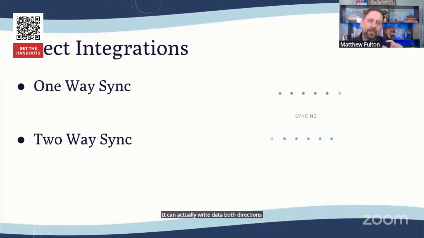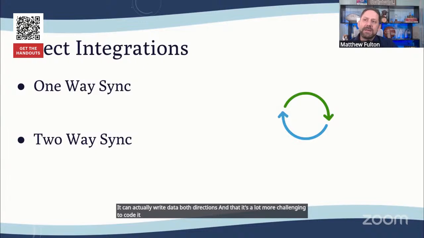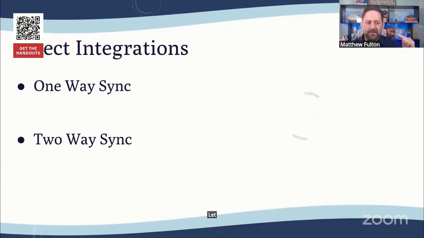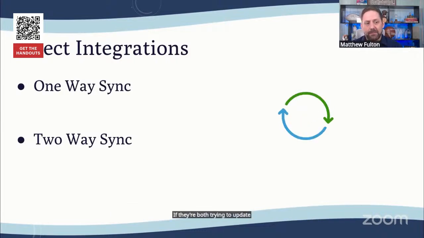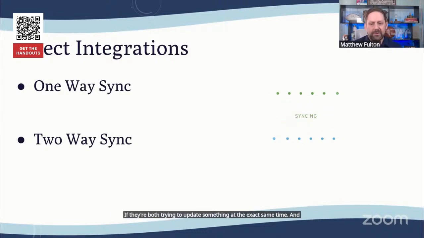And that it's a lot more challenging to code it that way, because you have to keep in mind, let's say both programs sent data at the exact same time. Which one takes precedence? Which one is going to be the most important one if they're both trying to update something at the exact same time? And how do you track it with audit logs, everything else?